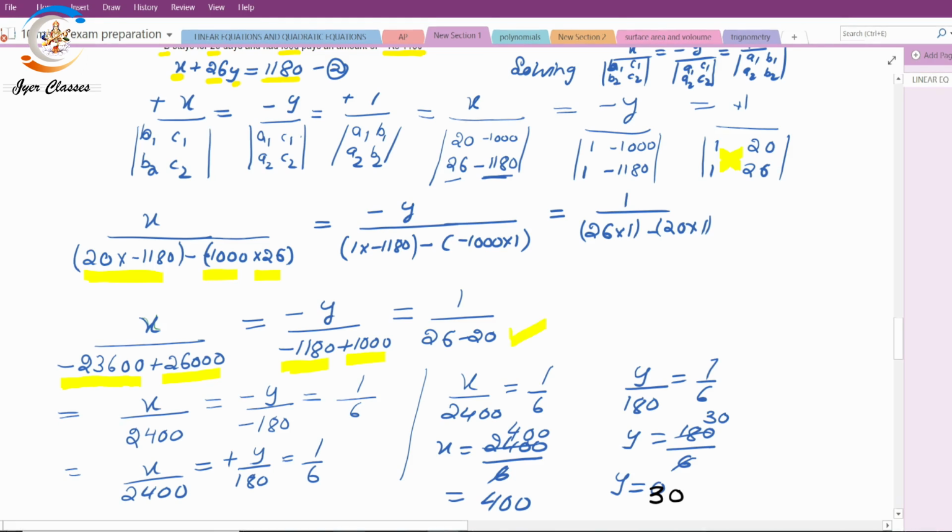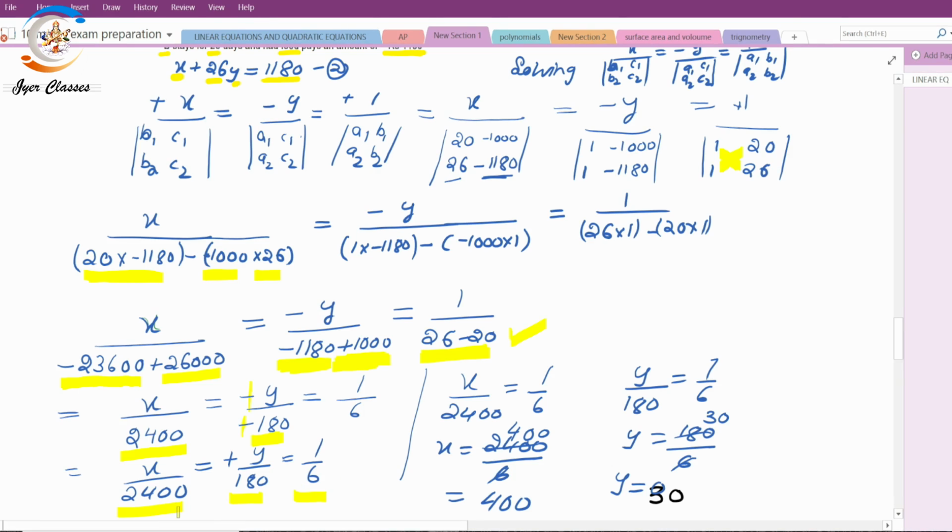When we take the solutions, subtracting 23,600 from 26,000 gives plus 2,400. Then minus 5 divided by minus 1180, and you have got the value of plus 1000, so you have got minus 180. Minus minus together will become plus, and then 26 minus 20 will give you 1 by 6. Okay, solve it. X by 2400 plus Y by 180 is equal to 1 by 6.